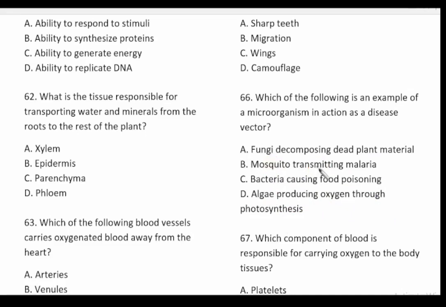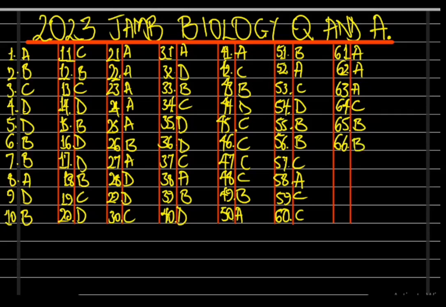Mosquito is a vector that transmits malaria. Malaria is the disease that is caused by the action of mosquito. The mosquito transmits a particular parasite called the plasmodium. When it deposits the plasmodium in the human body, that is what results to malaria. But the mosquito on its own acts as a microorganism by biting and feasting on animals. So we see mosquito as a microorganism in action, as well as it being a disease vector. So that is the answer to question 66, option B.